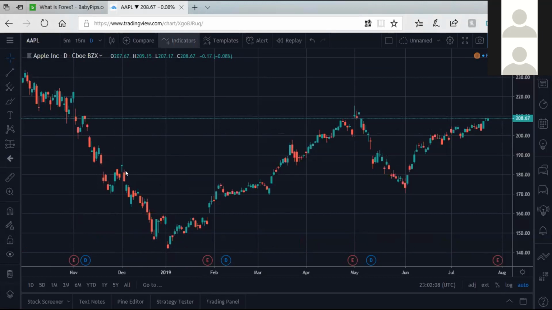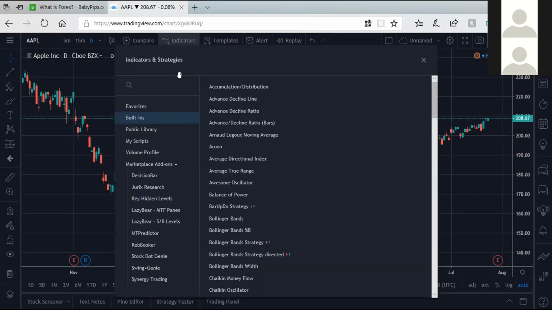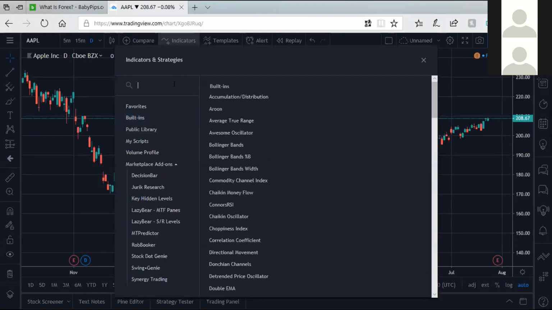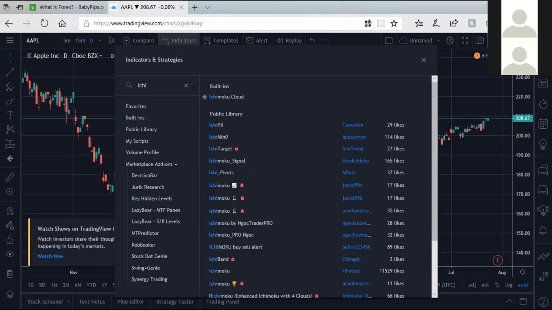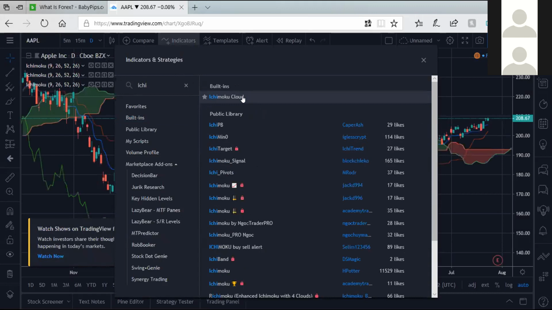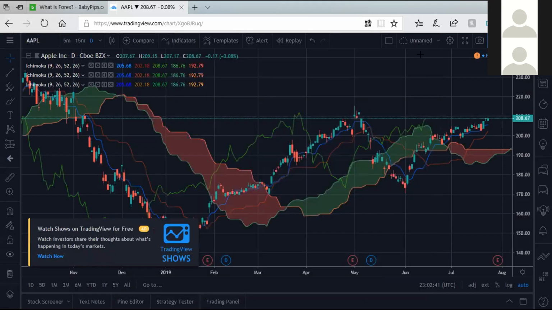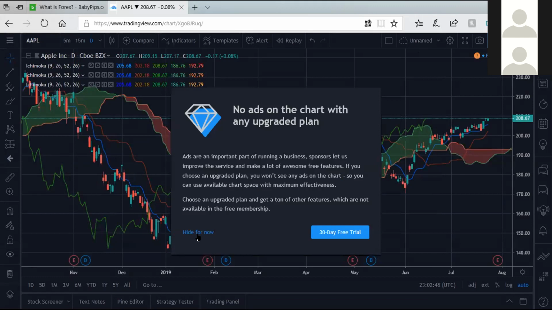Now type in ICHI and then just select Ichimoku Cloud. Top. All right, you selected it 3 times somehow. Hit X, X that out, and then hit X on 2 of them. Right here. Yep.